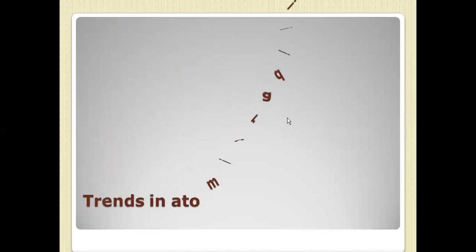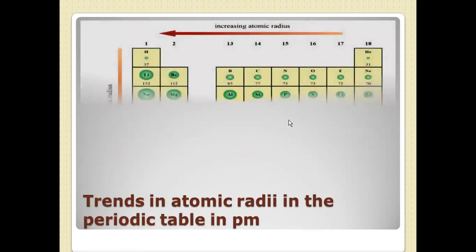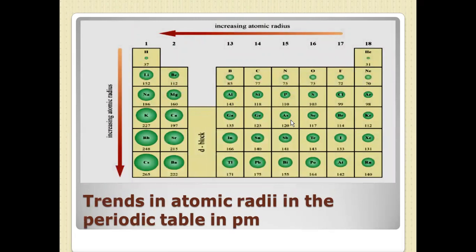So, the trends in atomic radius in the periodic table in picometers, right? You can see this very clearly. I'm just going to explain it one by one, using the annotation. Okay, look at this. Simply, we said down the group, from top to bottom, the atomic radius is increasing. You can see the size of this. Yes, it increases down the group.